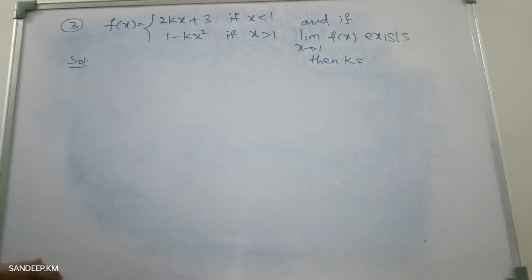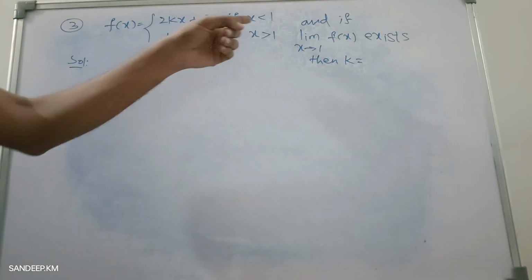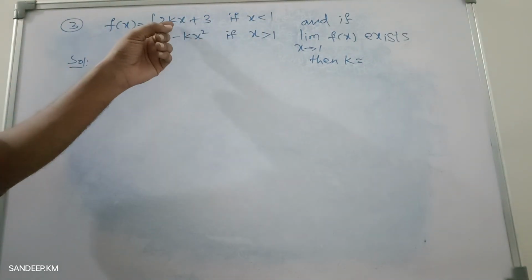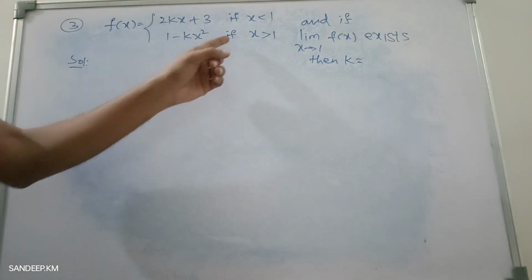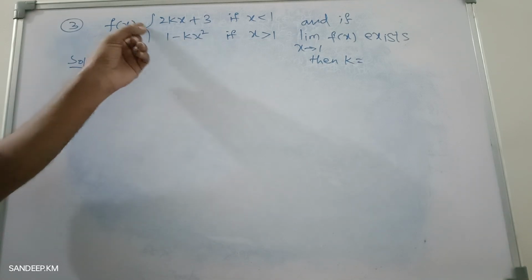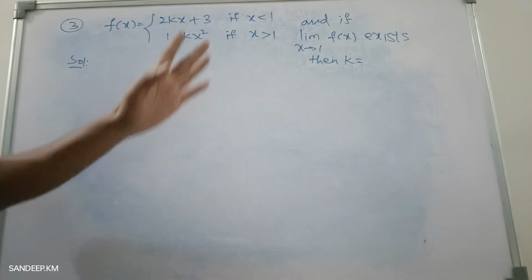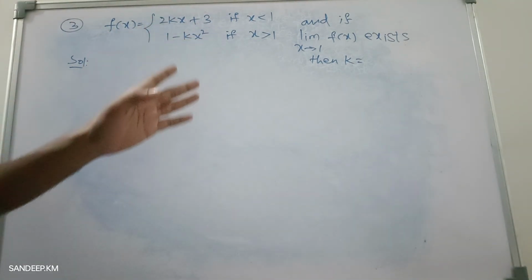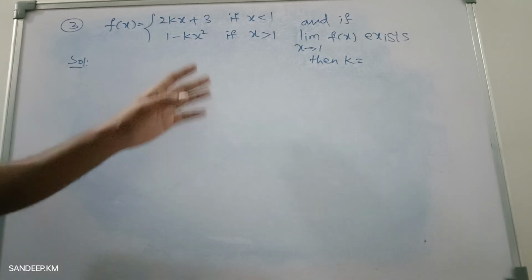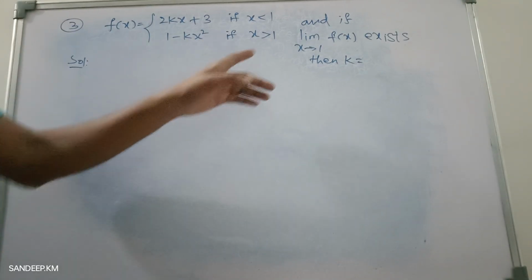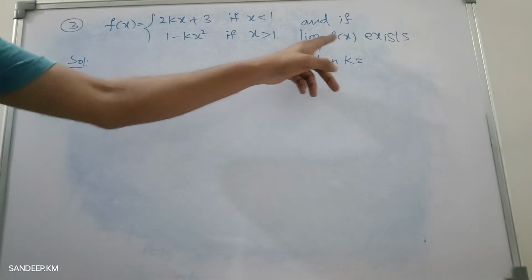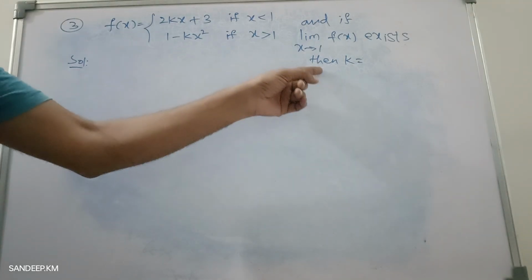In the third question, they have given f of x. If x is less than 1, then f of x is equal to 2kx plus 3. And if x is greater than 1, then f of x is equal to 1 minus kx square. Now here k is an unknown number, but it is a constant. And they also told in the question that if limit x approaches 1, f of x exists, then what is the value of k?